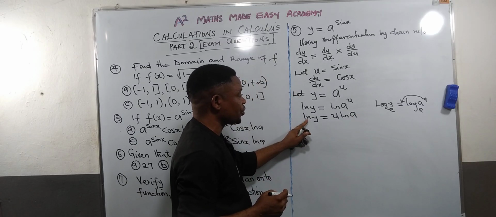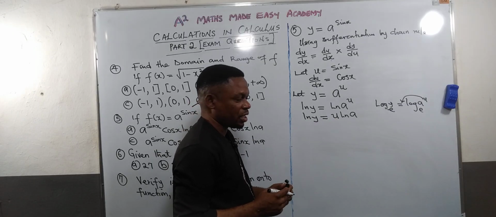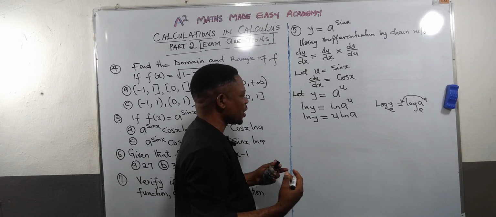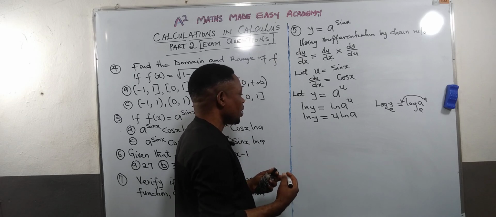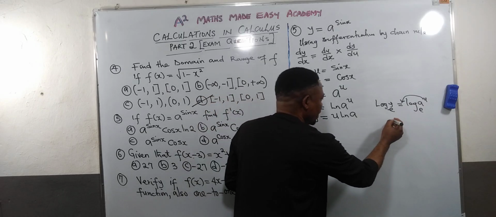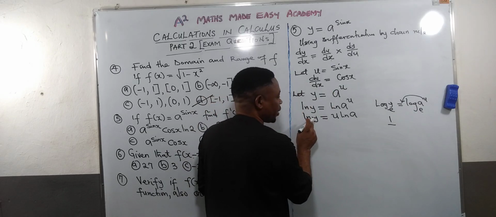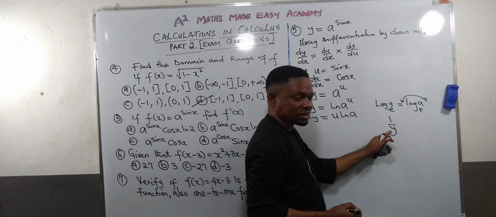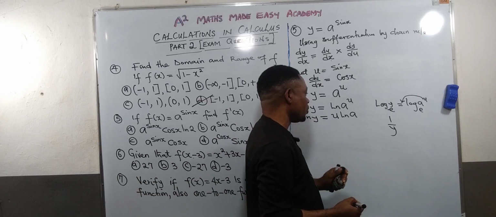Now the next thing is to differentiate ln y and differentiate u ln a. Now how do we differentiate ln y? In my previous video I made it a single derivative. Anytime you are differentiating ln, it means 1 over the variable, and that is y. That's the first thing: 1 over that, which is 1 over y. Are you with me now?